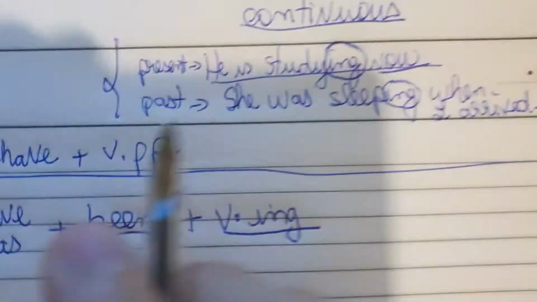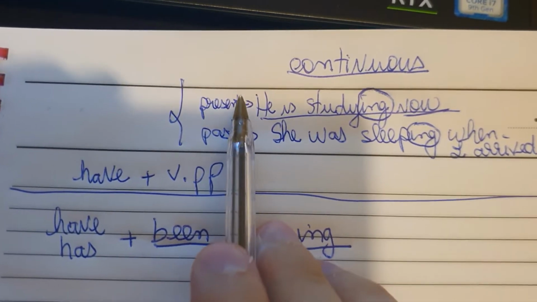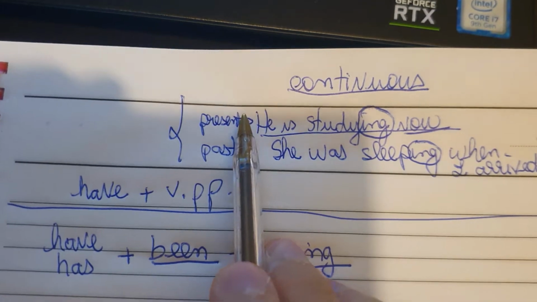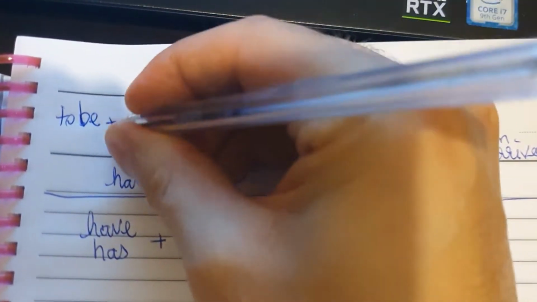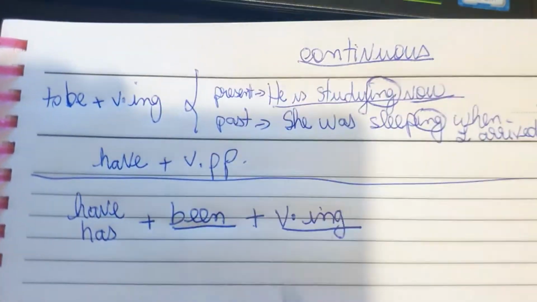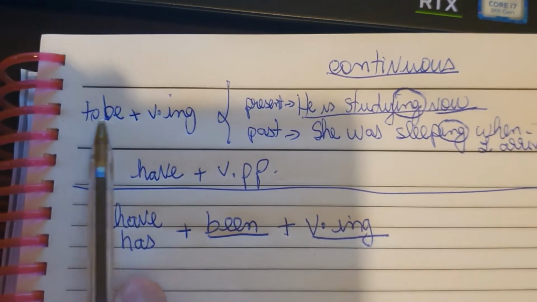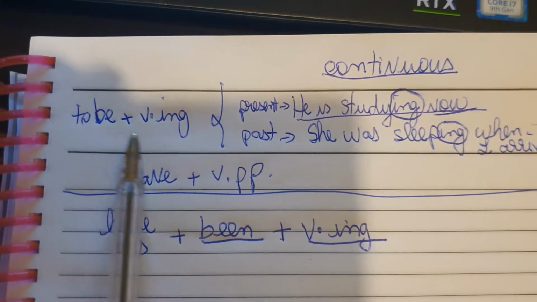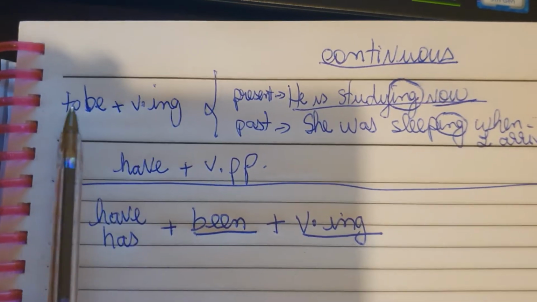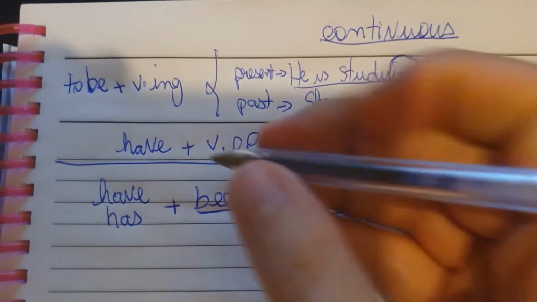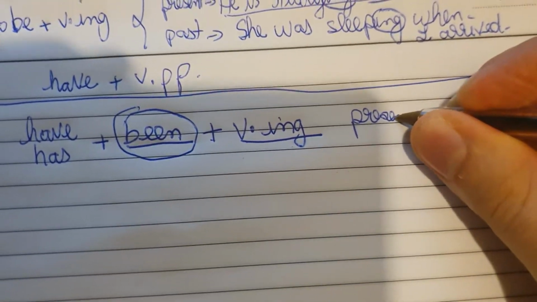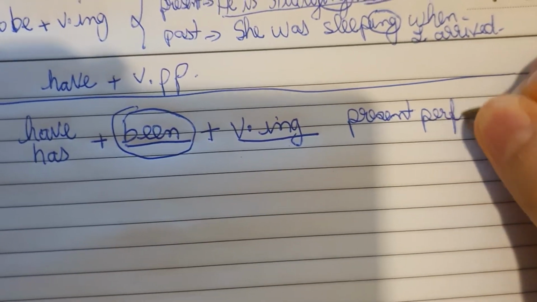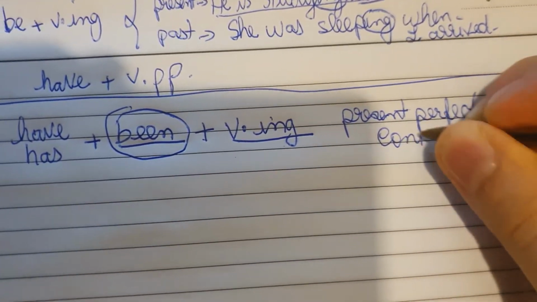But most importantly, the continuous tenses, regardless of whether it is in the present or past, use the verb to be plus the main verb with ing. Why am I reviewing this with you? Because the verb to be is also here in the present perfect continuous.